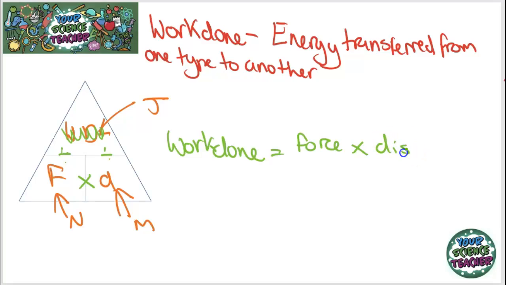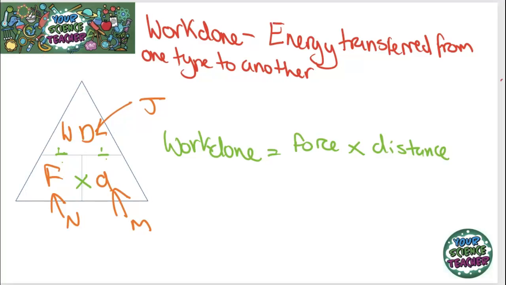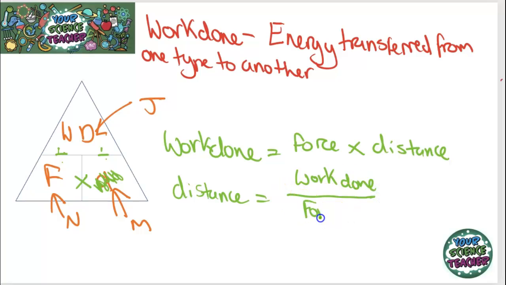But what happens if I'm not wanting to calculate work done and I'm wanting to calculate the distance? If I want to calculate distance, what I would need to do is cover up distance with my hand, and distance equals work done, and because it's over it, that means divide, work done divided by force. Finally, what would happen if I wanted to calculate force? Well, I'd cover up force with my hand, and force will equal work done divided by distance.